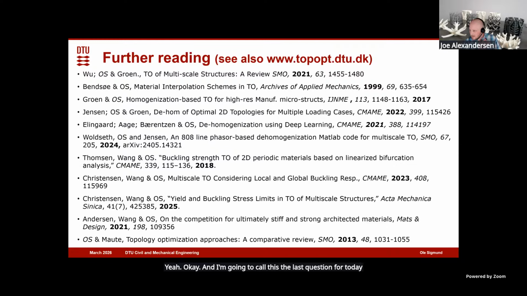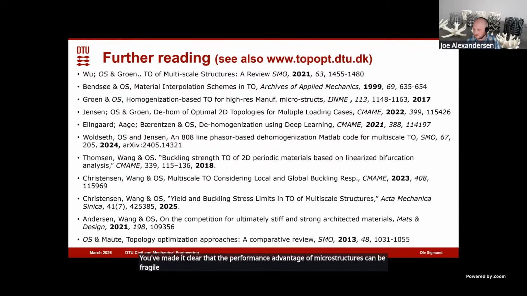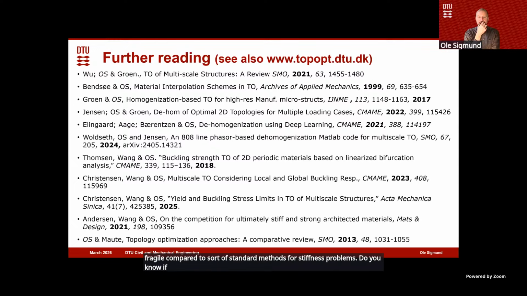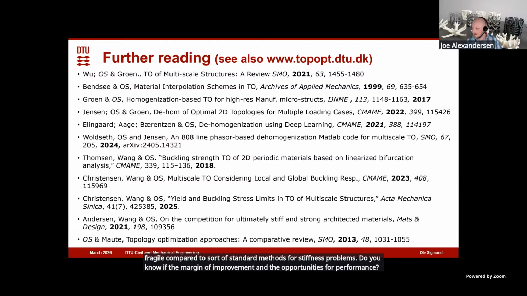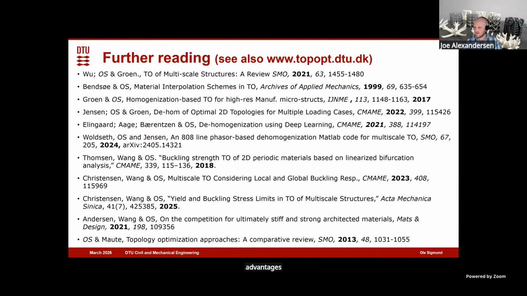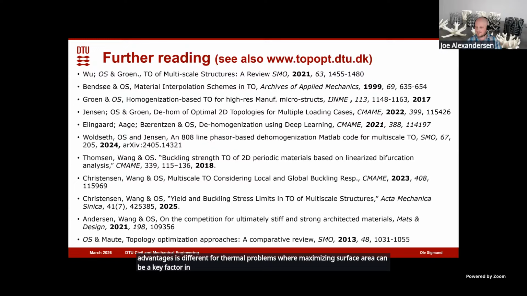Okay, and I'm going to call this the last question for today. You've made it clear that the performance advantage of microstructures can be fragile compared to standard methods for stiffness problems. Do you know if the margin of improvement and the opportunities for performance advantages is different for thermal problems, where maximizing surface area can be a key factor in the design?